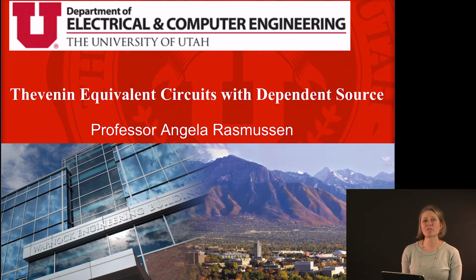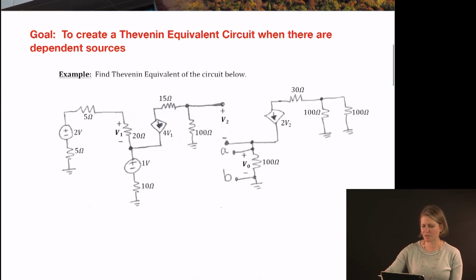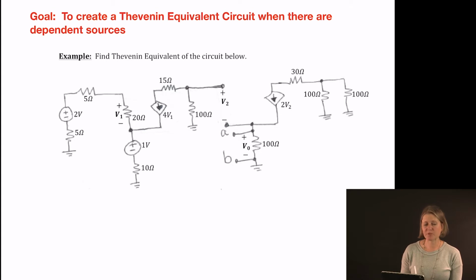I wanted to go over another example of a Thevenin circuit when you have a dependent source in it. This one is a little bit more complicated than the previous one. Please review the previous Thevenin equivalent with a dependent source to go through the steps on how to do this.